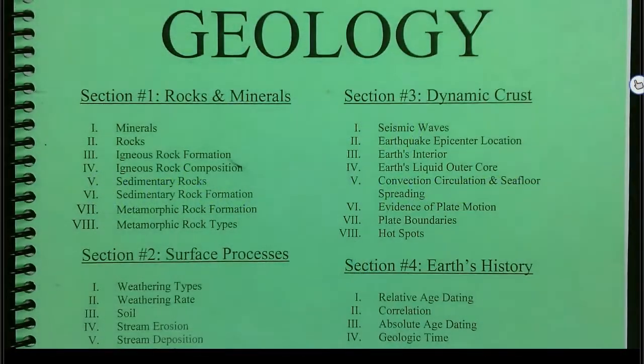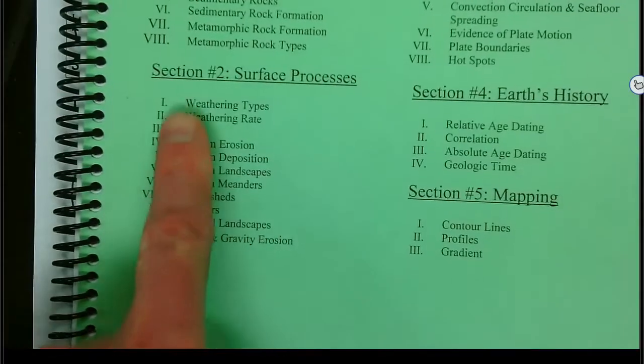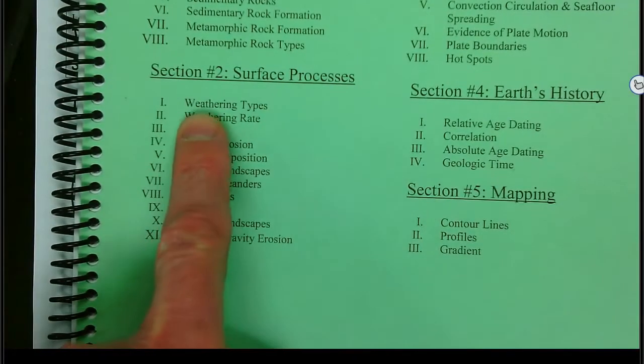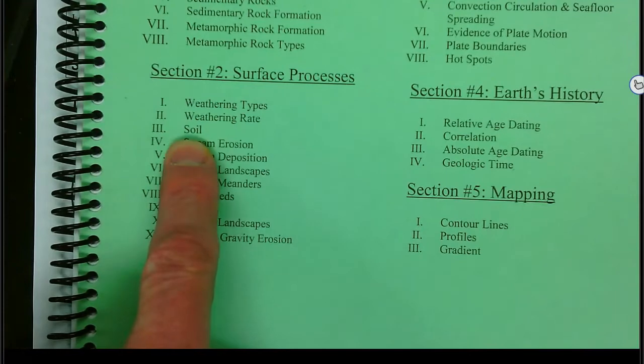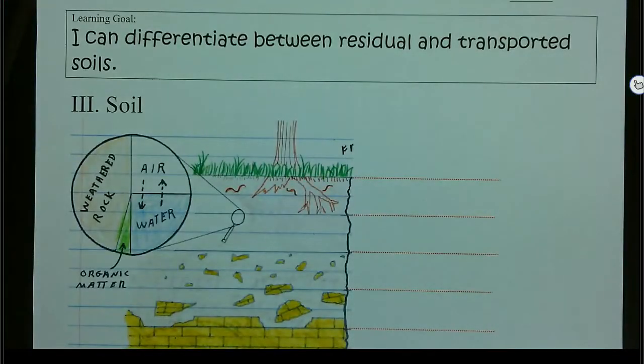So here we are in our geology notes. We're in section number 2, surface processes. We finished weathering types and rates, and now let's move on to soil, which is on page 31 of your notes. So if we look at this soil, which covers up most of the ground in our area, that soil is formed because of weathering. So rocks get weathered, and that's what forms soil.